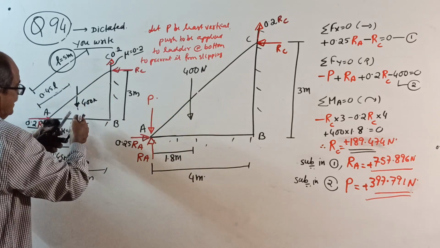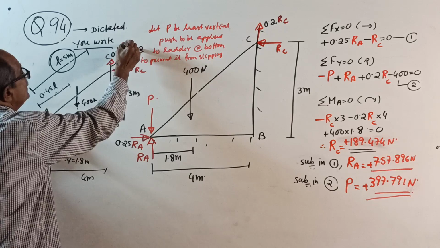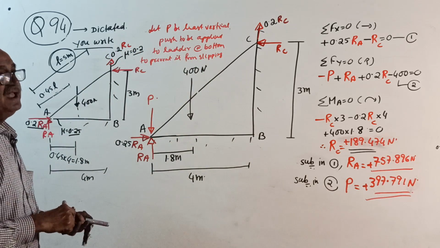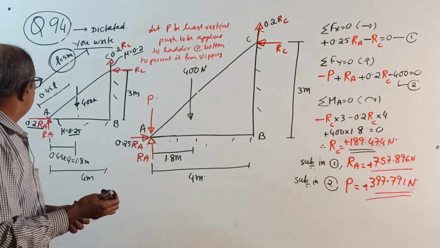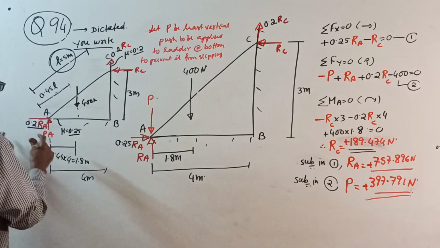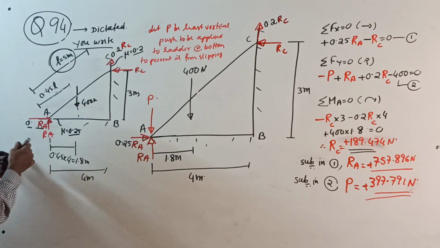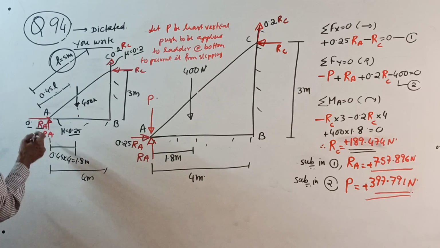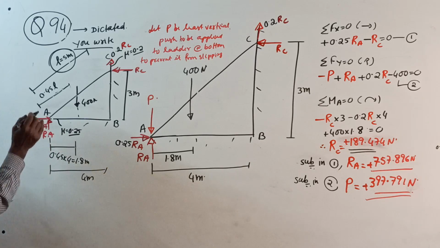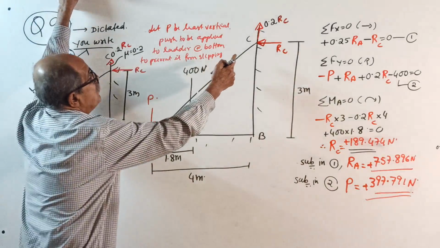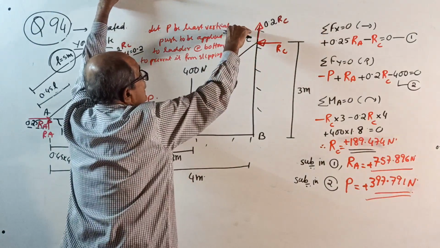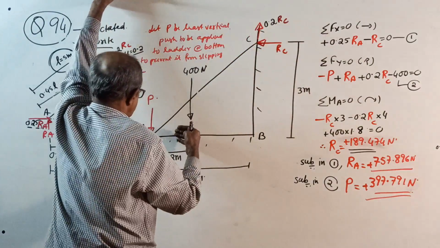If you are seriously studying, you should write FF limit at A is mu A into RA. Mu A is given as 0.25. See, once again I am about to make a mistake. This is 0.25 given: 0.25 RA there, 0.2 RC there. Why is friction this way? Slipping down means up, slipping left side.